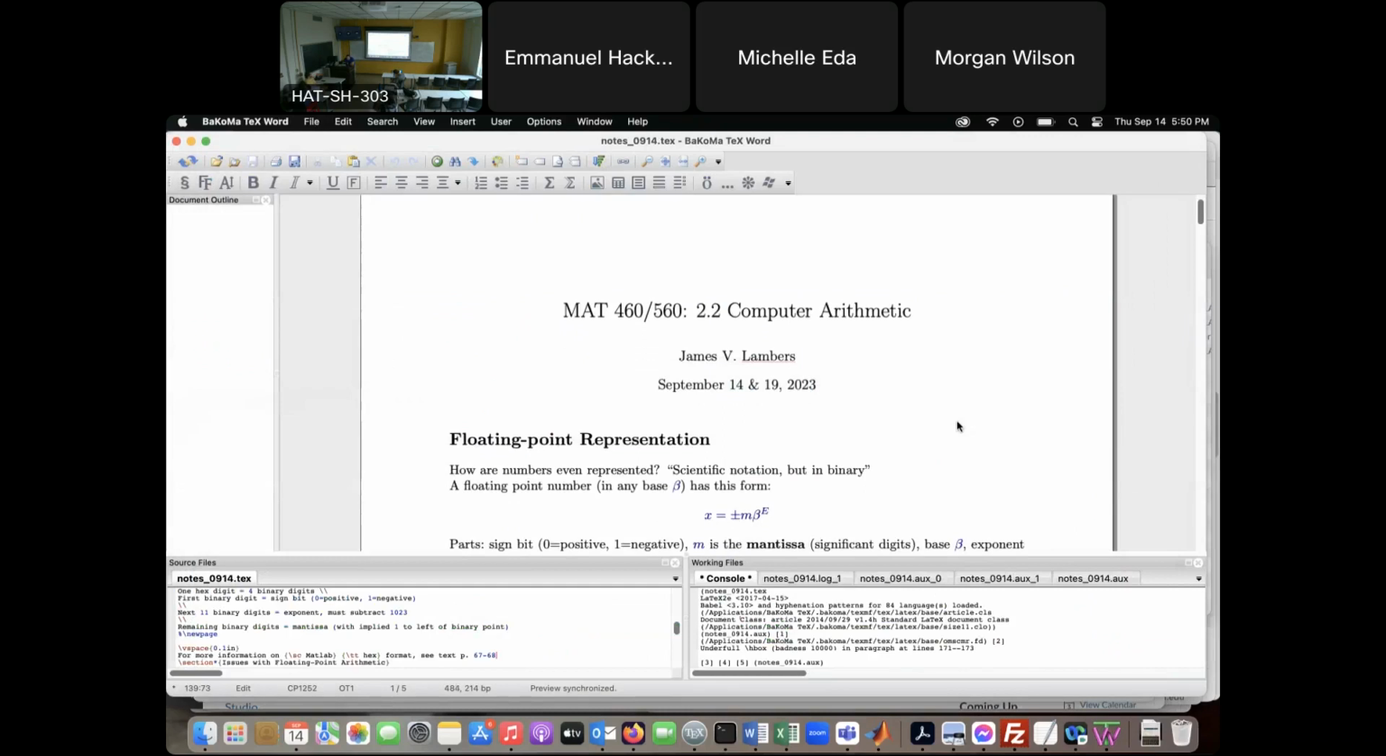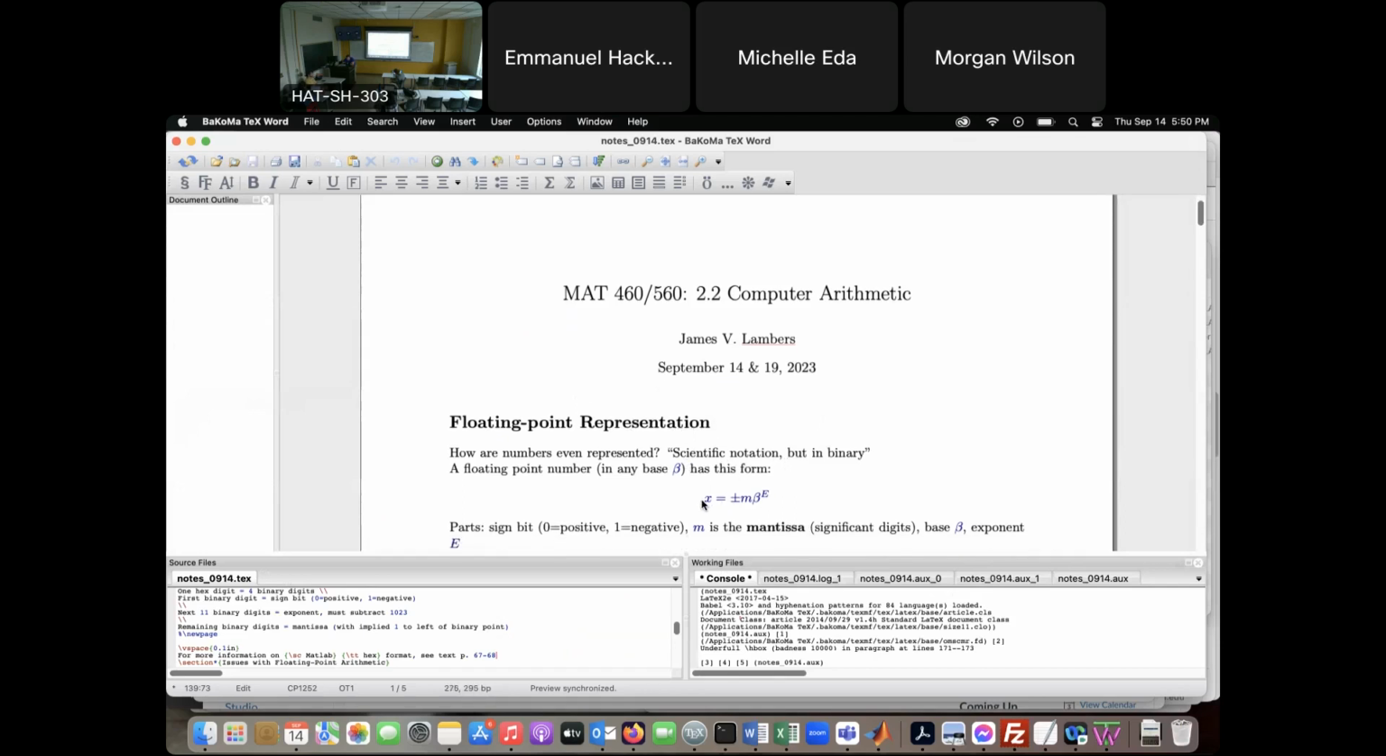So what I need to discuss first is, how are numbers represented in most computer systems? And certainly ones that are used by MATLAB. So the simplest way to describe it is it's like scientific notation, except it's in binary, so base 2.